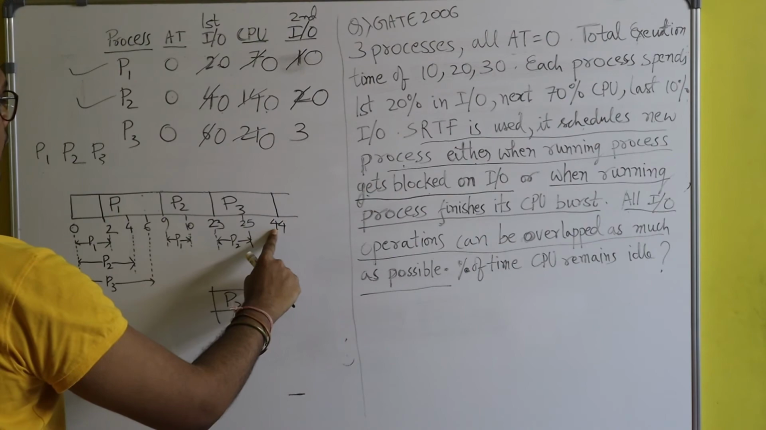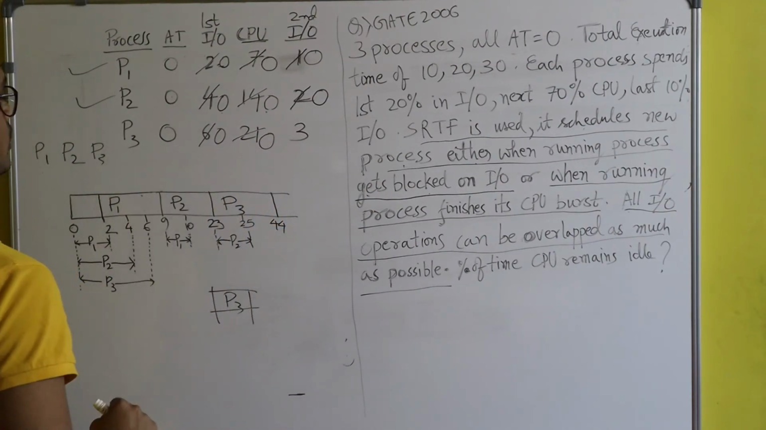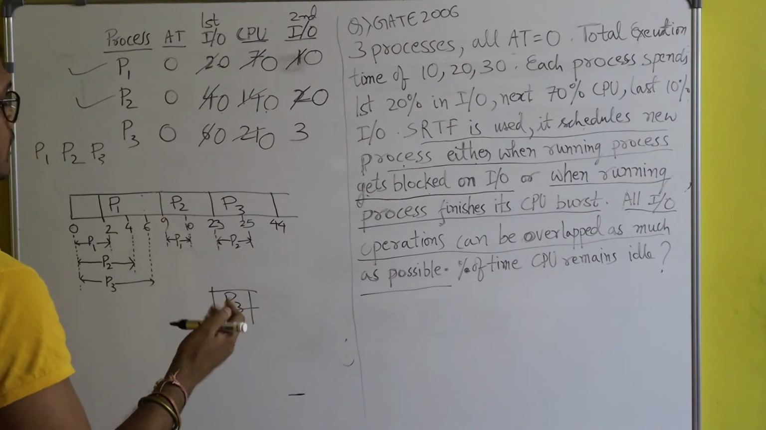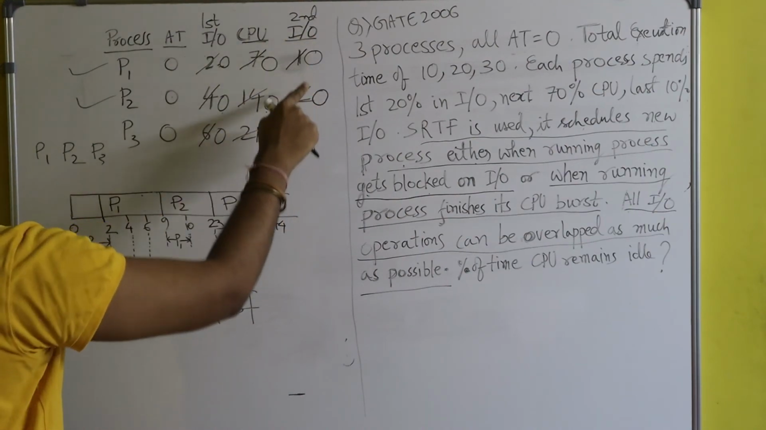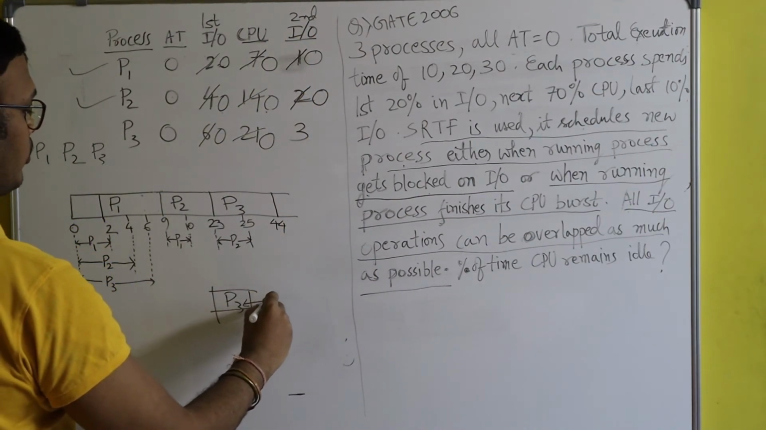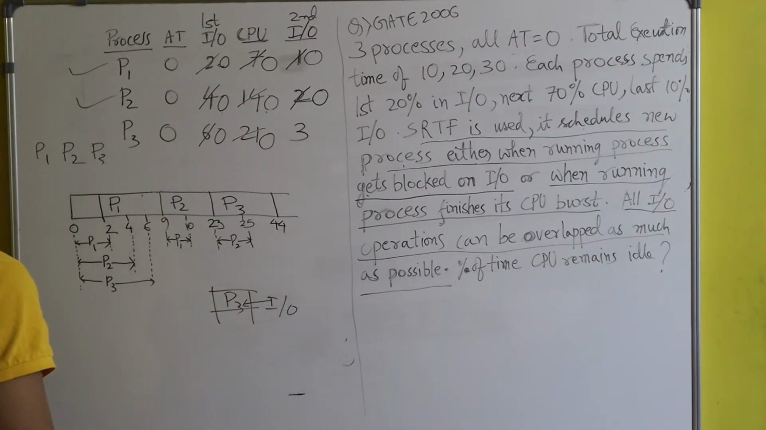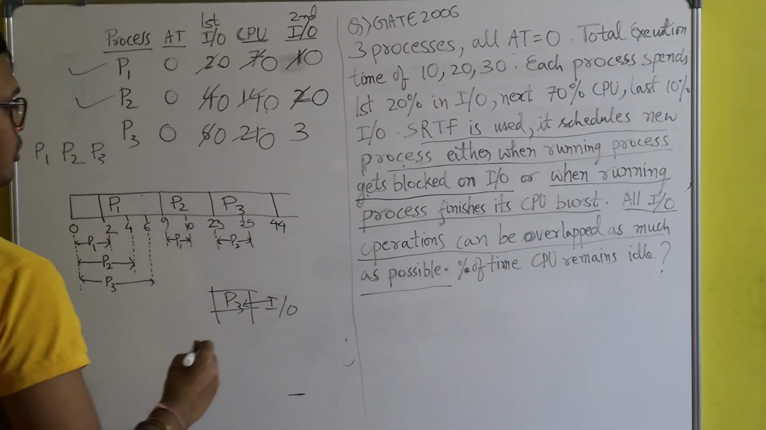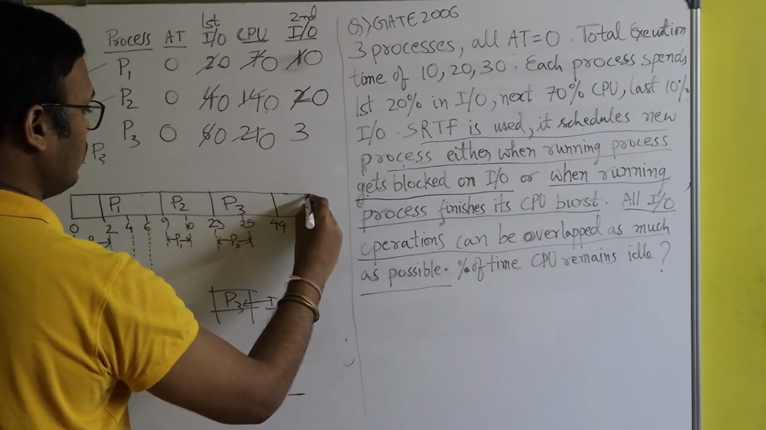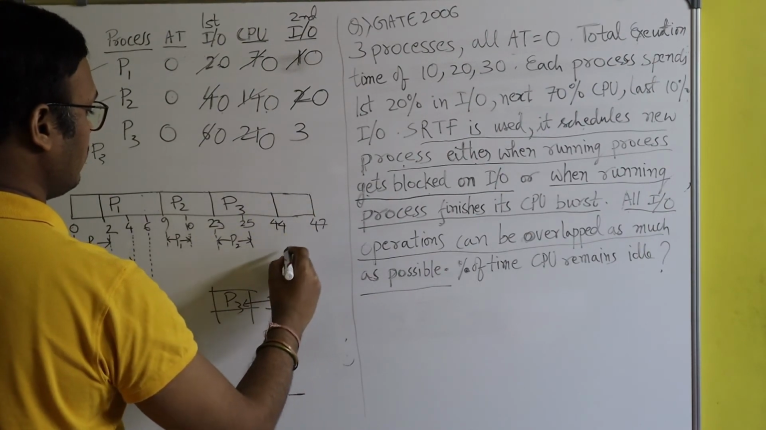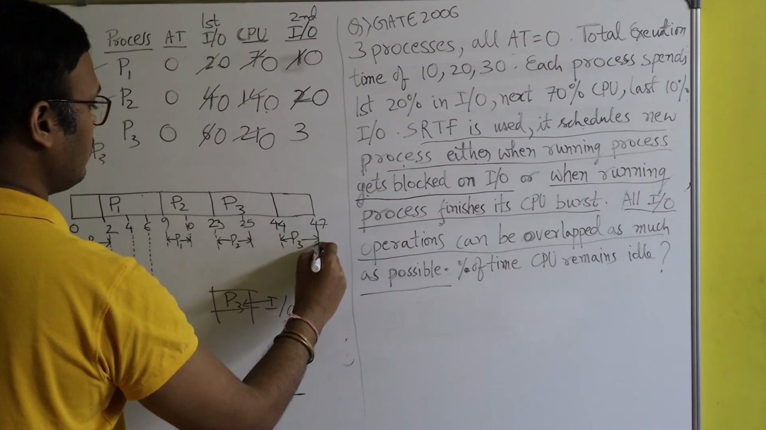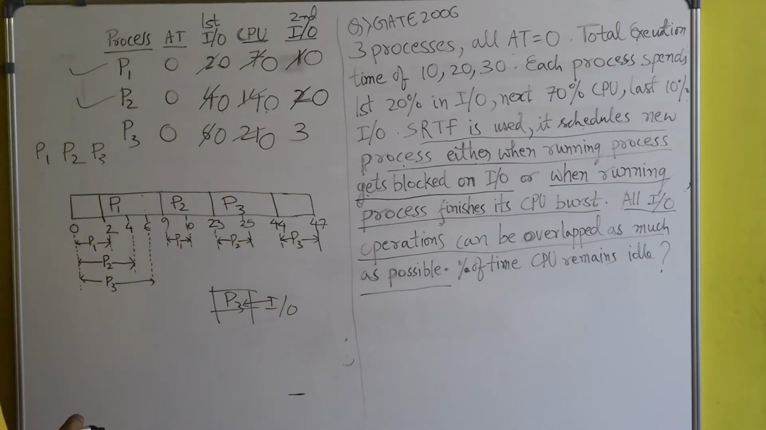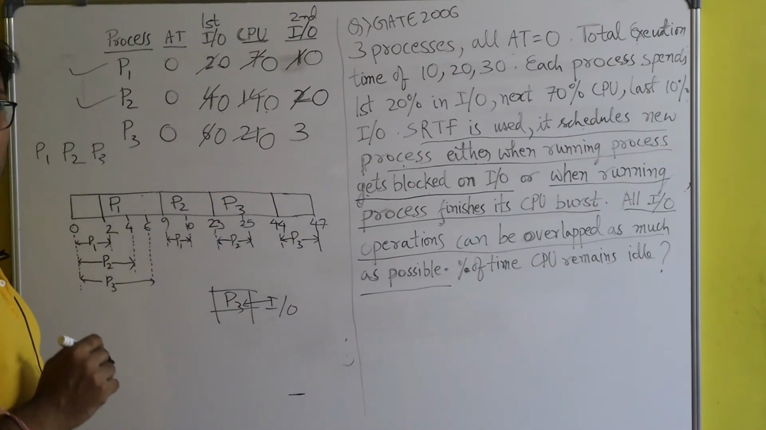So process P3 has finished its CPU burst. Now process P3 needs a second IO. After the completion of the CPU burst, process P3 again needs IO. It means IO will be given to process P3, and this IO is of 3 seconds. So from 44 seconds to 47 seconds, P3 gets blocked. It means P3 will be busy with its second IO.